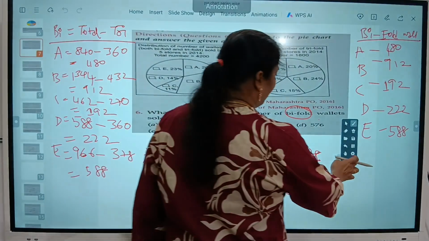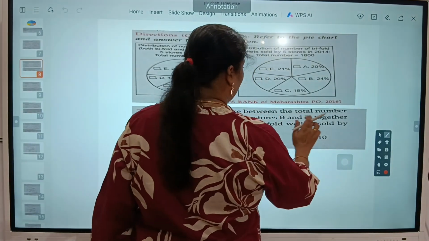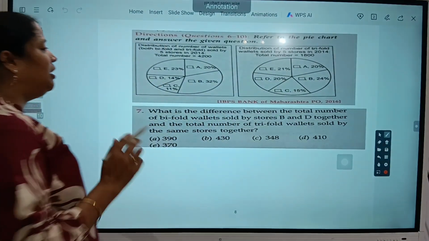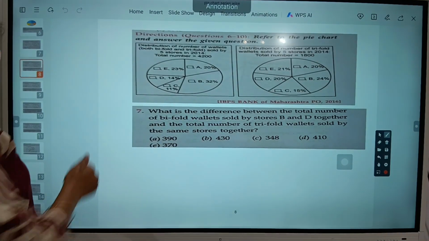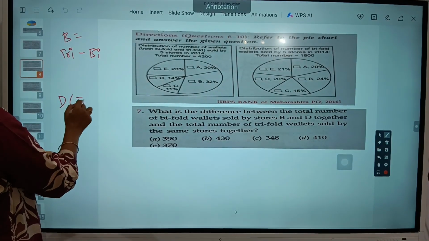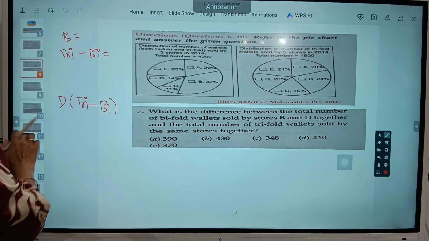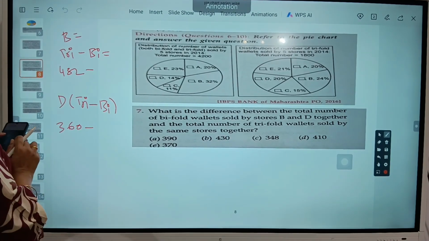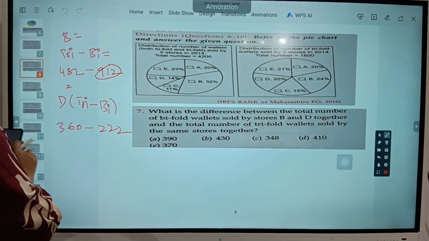Now we will move to another question. What is the difference between the total number of bifold wallets sold by store B and D together and the total number of trifold wallets sold by the same stores together? So the difference between bifold and trifold wallets in B and D we have to add up. In B we have to do bifold minus trifold, and again in D. So what are the trifold wallets in B? It is 432. Bifold values in B it is 912. 912 minus 432, because this is bigger we have to subtract this one from this.